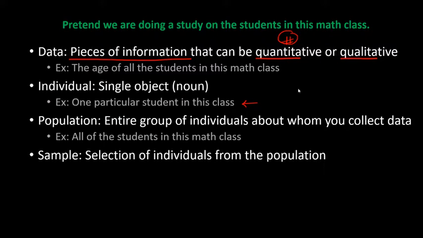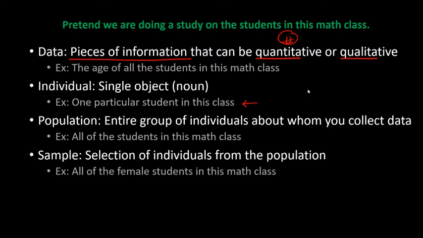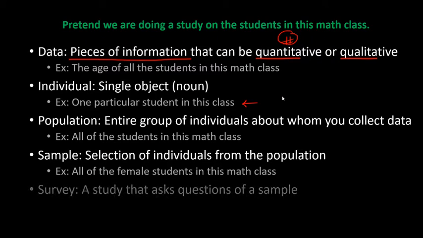A sample is a selection of individuals from the population. So if our whole population is all of the students in this math class, a sample could just be all of the female students in this math class. That was a specific sample with females, but it could be a random sample. It could be a sample based on any number of criteria. But again, a sample is just a selection of individuals, meaning not the entire population. So a sample is a piece of the population.